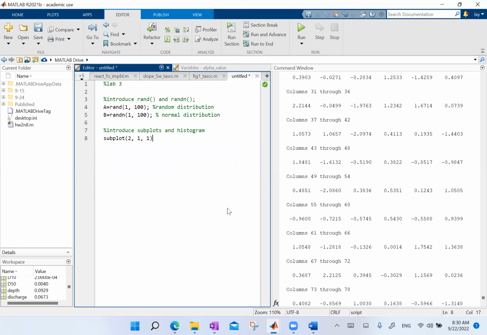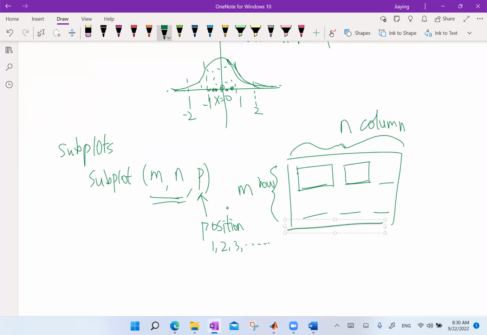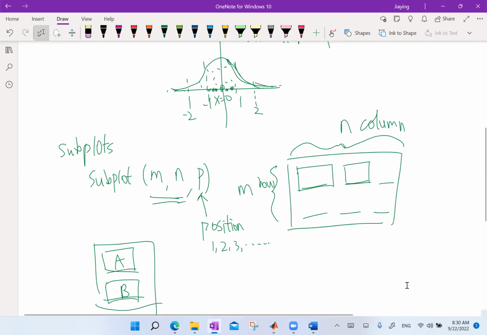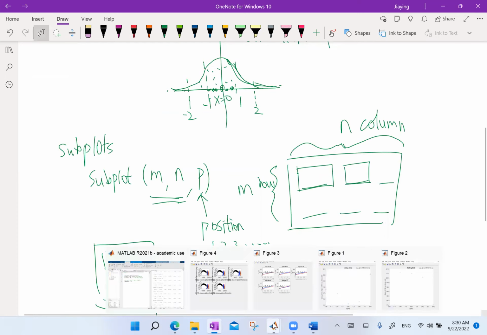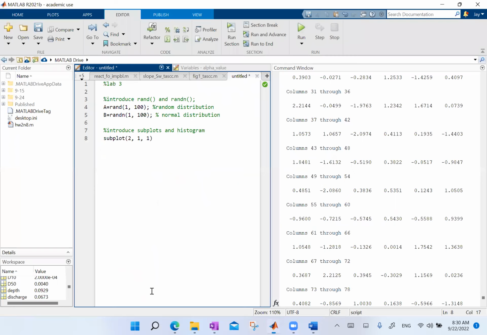So let me go back to this window. In this case, I'm going to have 2 rows, 1 column. The first figure is where A is going to be, and the second figure is going to be where the plot of B is going to be. So that's subplot 2, 1, 1. The 1 is the position, meaning the first subfigure. And I'm going to plot the vector A.